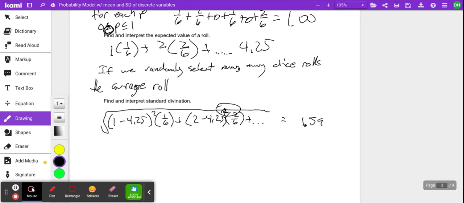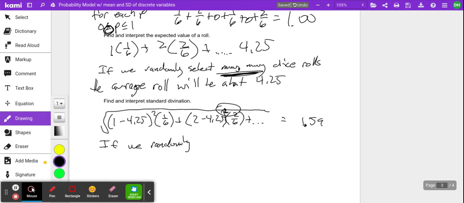sorry, that's pretty hard to read. I guess it's a good thing we're talking at the same time. The average will be about 4.25. And then for the standard deviation, make sure that when we do the mean, it's a large number. And then when you do the standard deviation, it's a single.